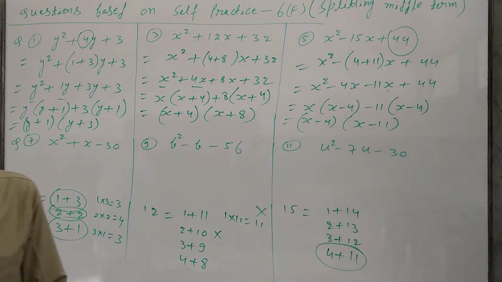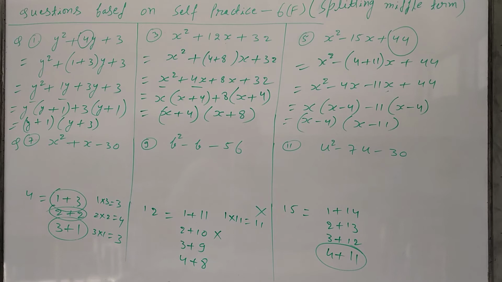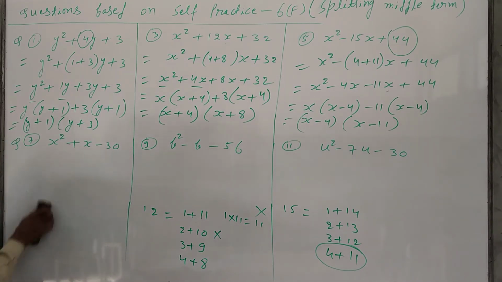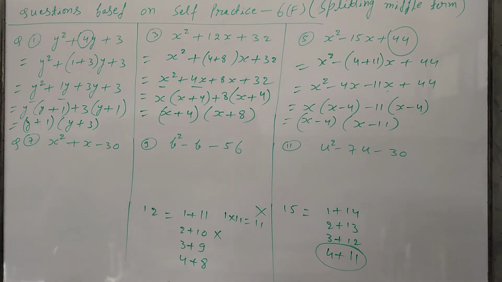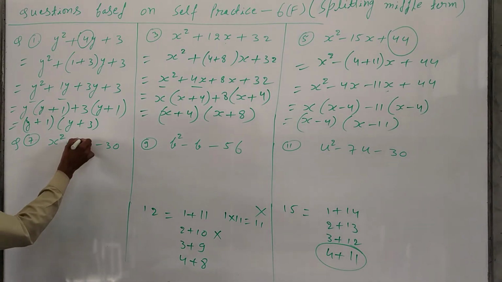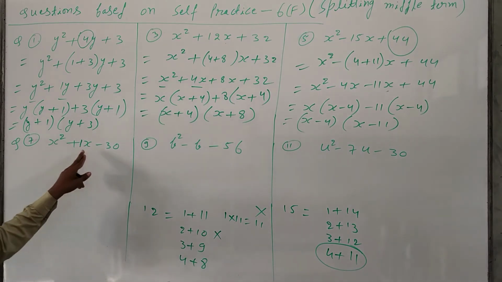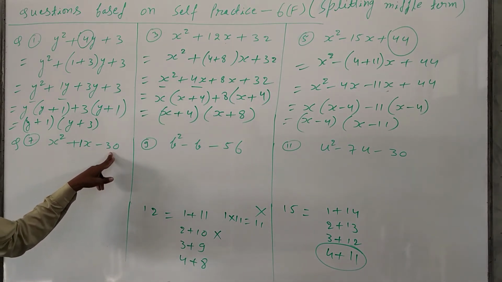Okay. Now our next question is, we have to solve question number 7. So how do we solve question number 7? x square plus x minus 30 is given here. x square plus x minus 30. So here nothing is written, means 1 is there. Okay, the coefficient of x is 1, and here minus 30.